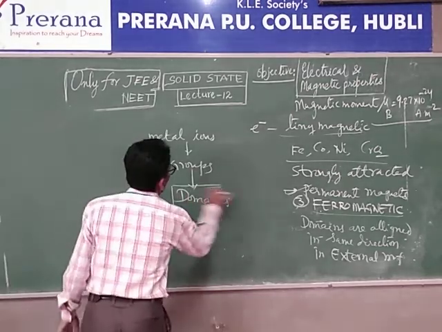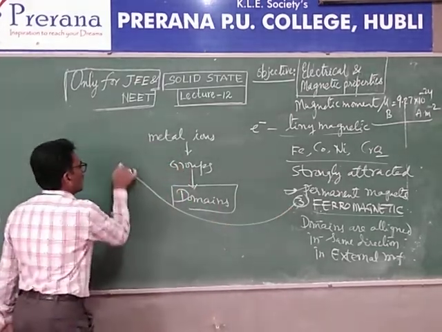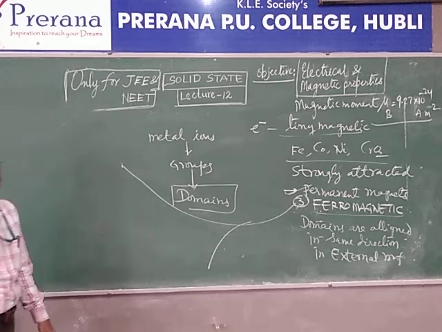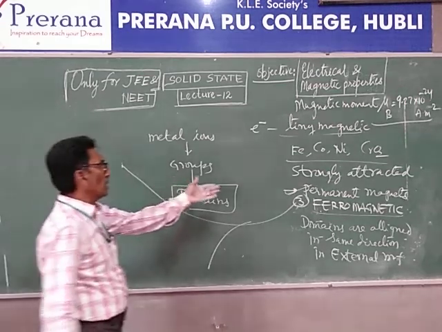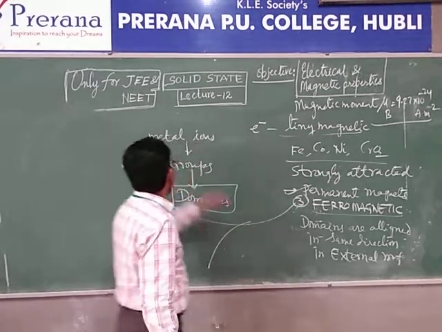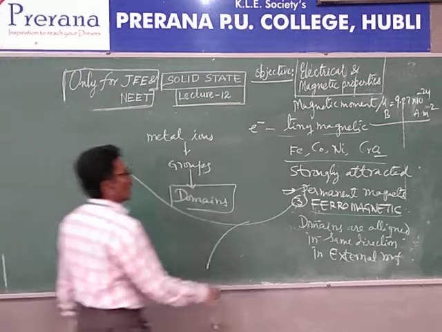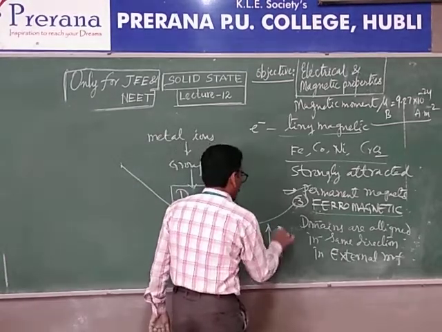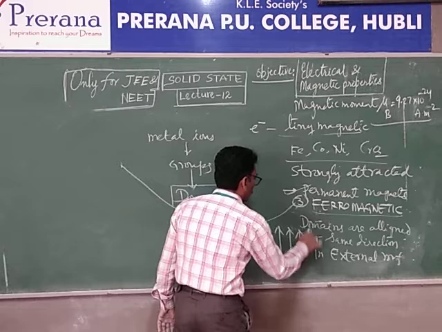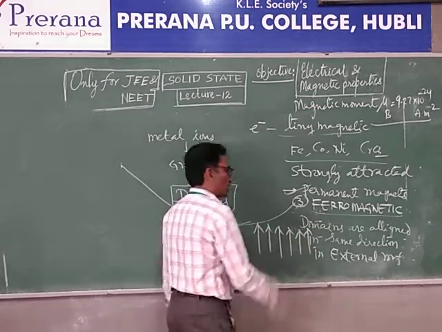Domains. Now there are two other materials, even though they have unpaired electrons largely. Here also unpaired electrons are present, and domains are present. The domains are arranged like this. All domains are aligned in one direction.